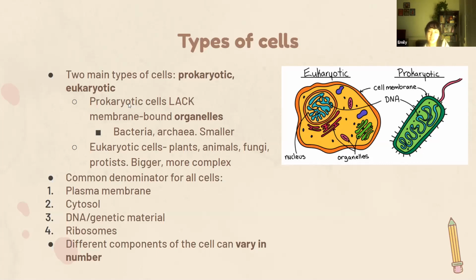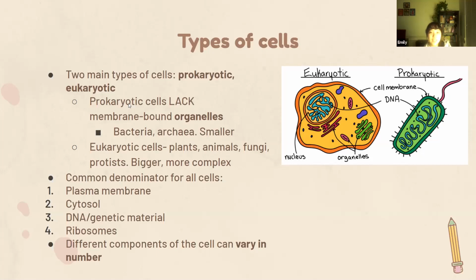Eukaryotic cells are bigger, more complex, and have organelles. Within the cell there are like tiny organs, so they have to be bigger. We have eukaryotic cells because obviously humans are very complex. We have a lot of different systems in our body, and also plants, fungi, and protists, which are another kind of eukaryote.